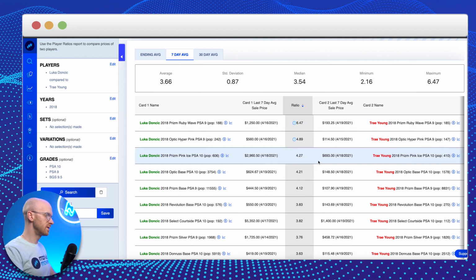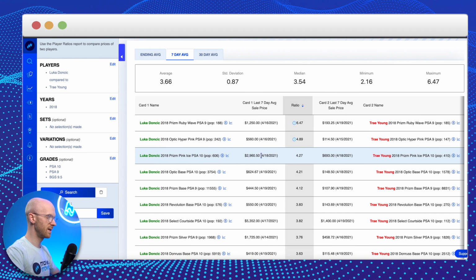So the real question here is, which one of these cards is priced, let's say, wrong, or which one is either too high or too low and is throwing this ratio off? Is this number too high at just under 3,000, or is the Trey at 693 too low? And my gut tells me that the Trey at 693 is too low.